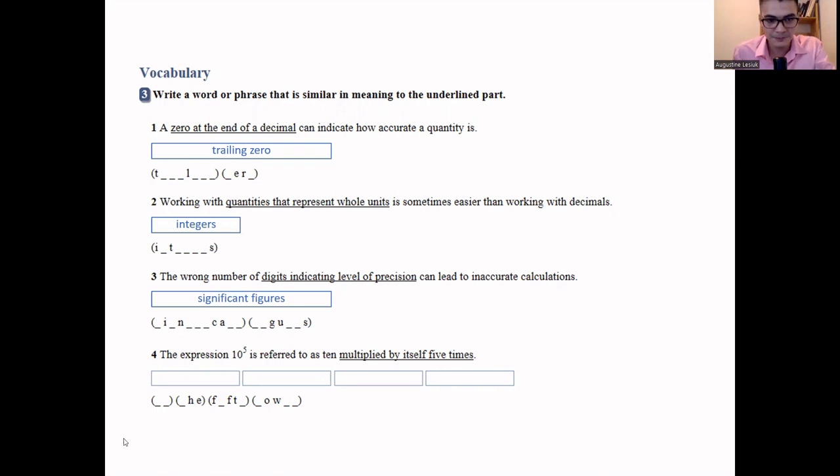And for the last one, the expression 10^5 is referred to as 10 multiplied by itself 5 times. So we call this to the 5th power or to the power of 5. So 10 to the 5th power is referring to itself. It is referred to as 10 multiplied by itself 5 times. That's what an exponent is, okay? So those are the answers. We're moving on to the next segment.